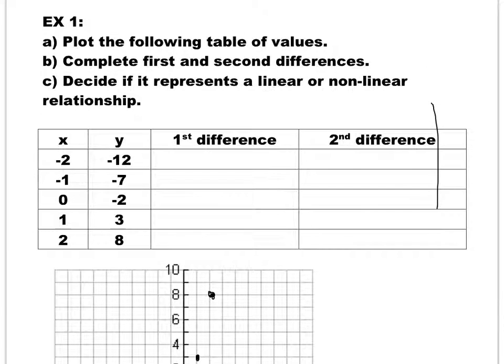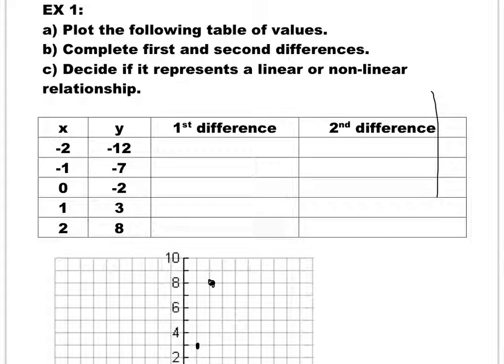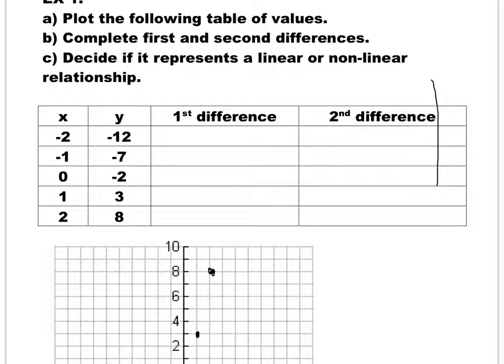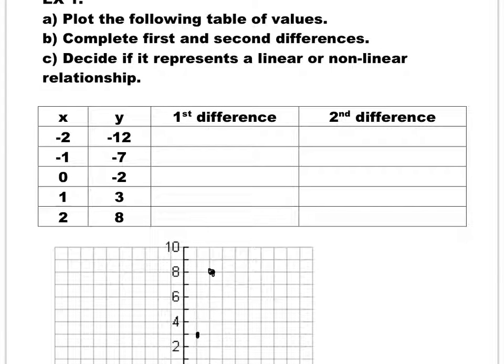The next part of the question says complete first and second differences. So to complete the first and second differences, I'm just going to find the difference between consecutive y values. So here the first one is going to be negative 7 minus 12, which is going to be negative 7 plus 12, which is going to give me 5.